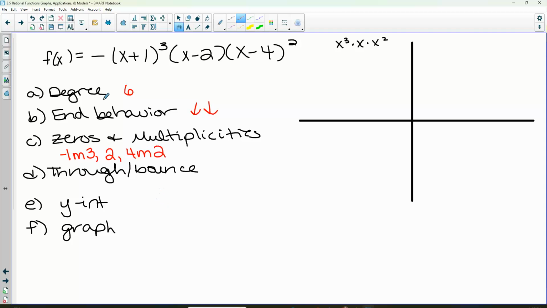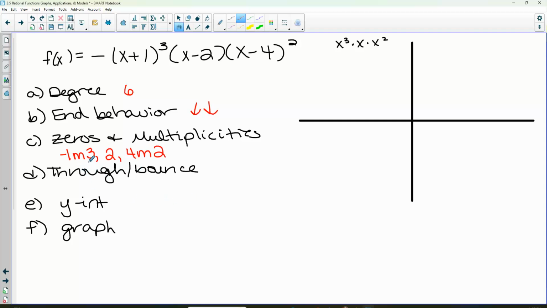Okay. Notice our degree was 6. How many zeros do we get down here? We have 3 different ones, but we got 1 three times. We got a 2 and we got two 4s. So we got 6 zeros. Our degree and our zeros match up.